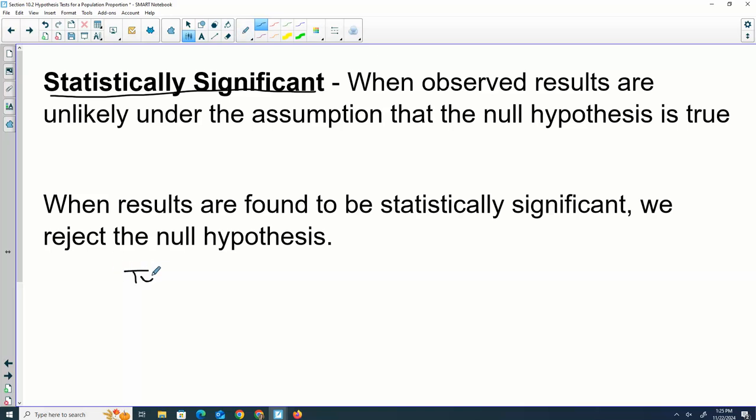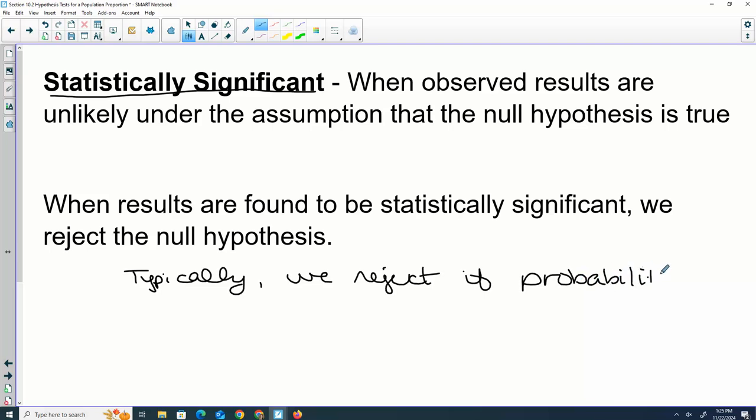Typically, we reject if our probability is less than alpha. So yesterday we mentioned the alpha, we said it's a probability of type 1 error. In most problems, I'm going to give you an alpha level. So if I say alpha is 0.1, if you get a probability that is smaller than 0.1, then we reject the null hypothesis. Otherwise, we fail to reject.